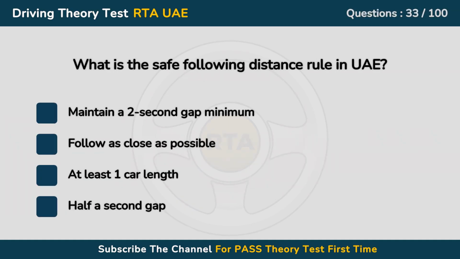Question 33. What is the safe following distance rule? A. Maintain a gap minimum. B. Follow as close as possible. C. At least one car length. D. Half a second gap.